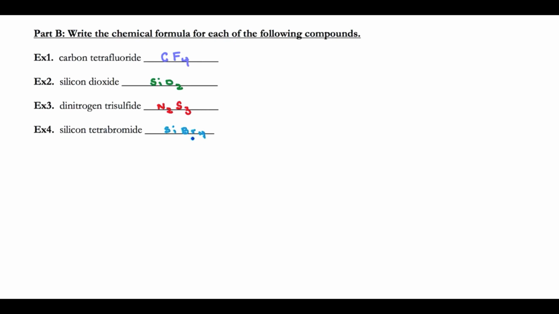So no crossing of charges here. Your prefixes simply tell you how many of each atom you have, but remember, you can only use this when you have a covalent compound, which is between 2 nonmetals.